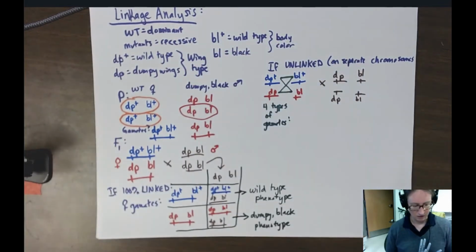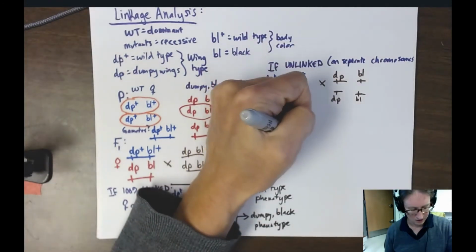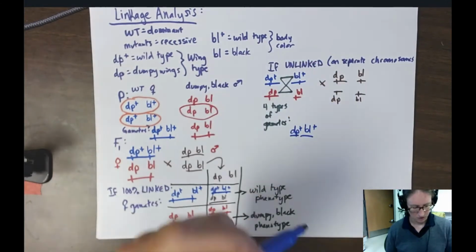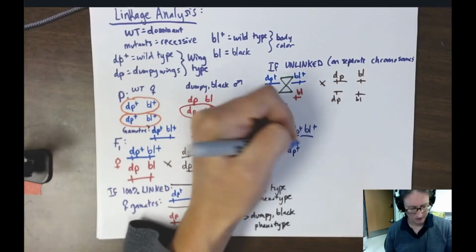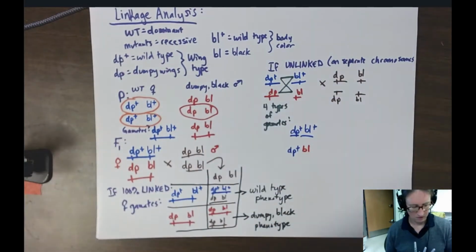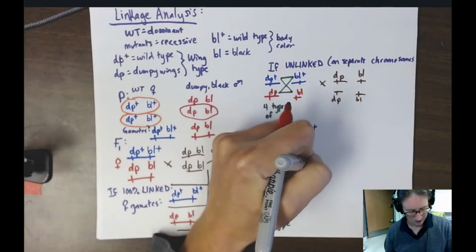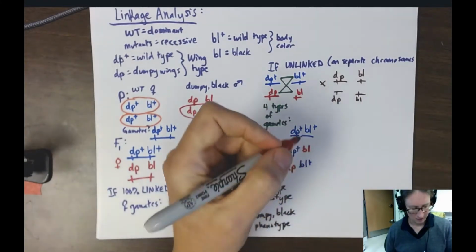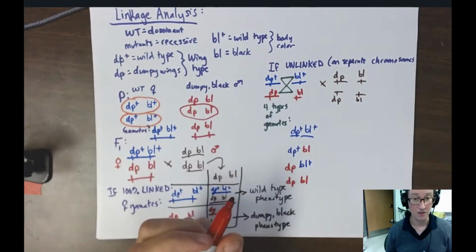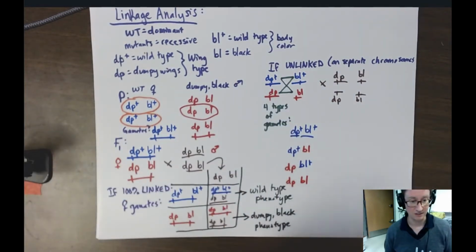right? So let's just write those out. So we're going to have DP+ BL+, right? Could also have DP+ BL. Could have DP BL+, and we could also have DP BL, right? All of those are possible combinations if unlinked.